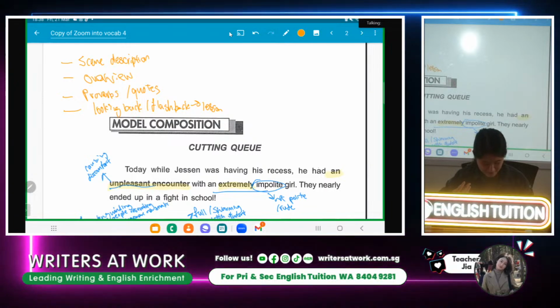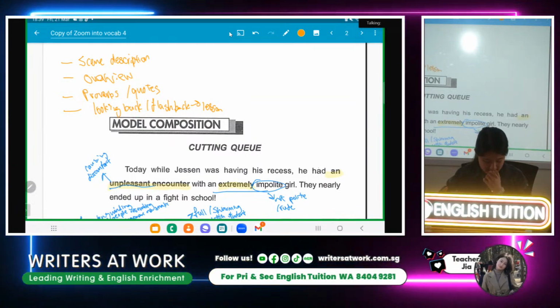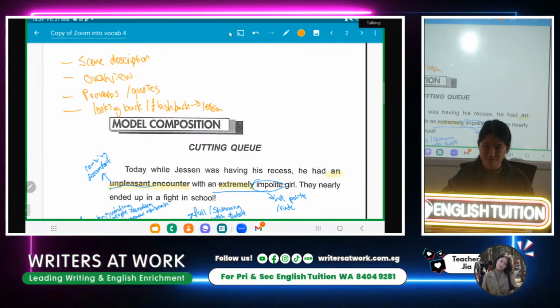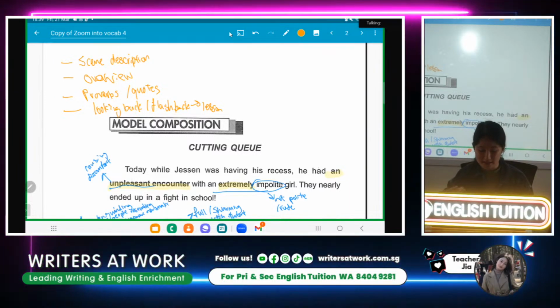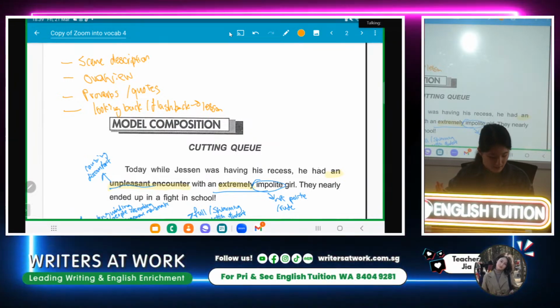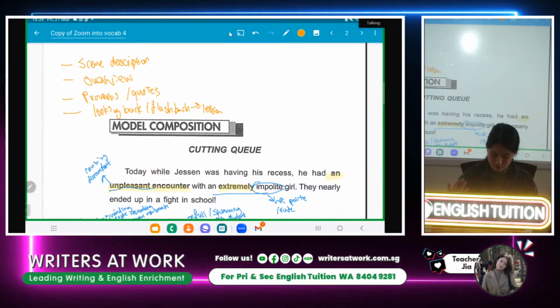I'm going through introductions right now. I just explained that you can start by doing a scene description. You can say what the day was like, what the sky was like. Of course, make it relevant to your story. If your story is happening indoors, like this one, there is no point describing the sun. Instead, you can describe the canteen, like in this case. It isn't exactly the first paragraph, but it is a way of introducing the scene. You start with what was happening, what's going on.